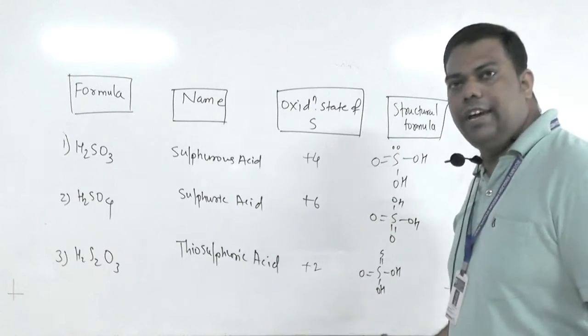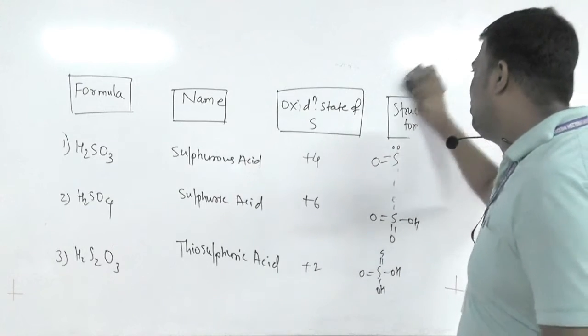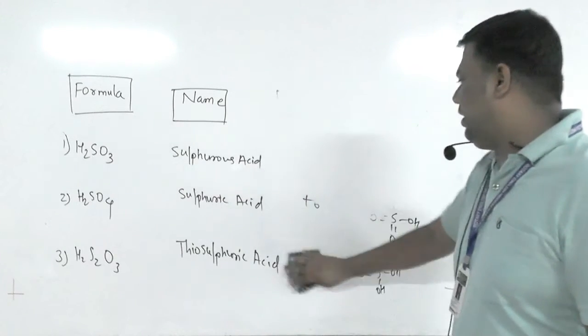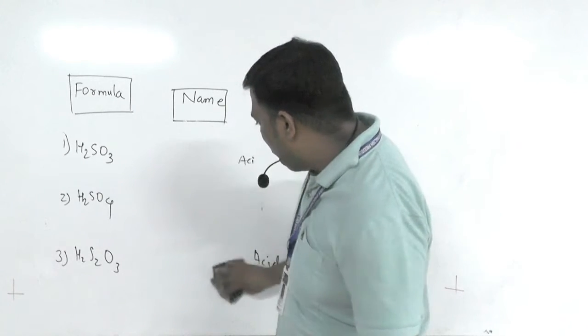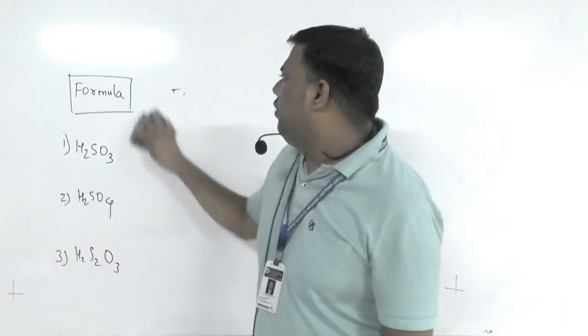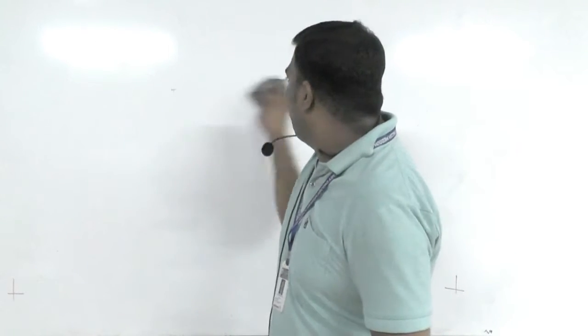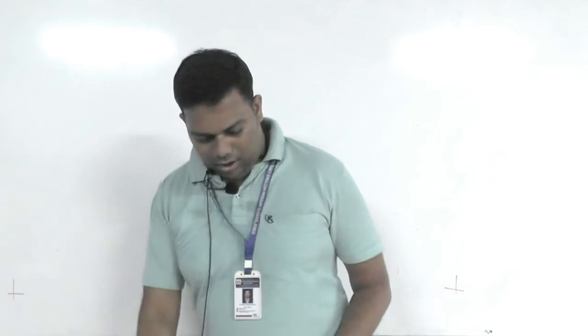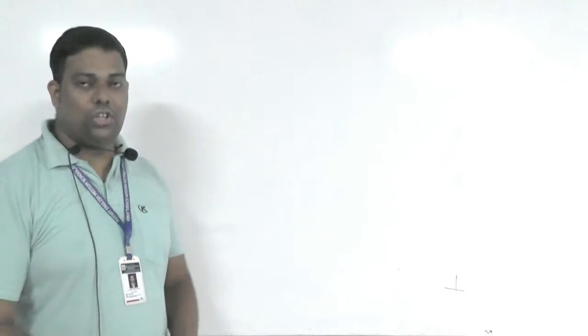Now we can continue with formula, name, oxidation state of sulfur. I will draw the names also. You can write one by one downside: formula, name, oxidation state of sulfur, and structural formula.